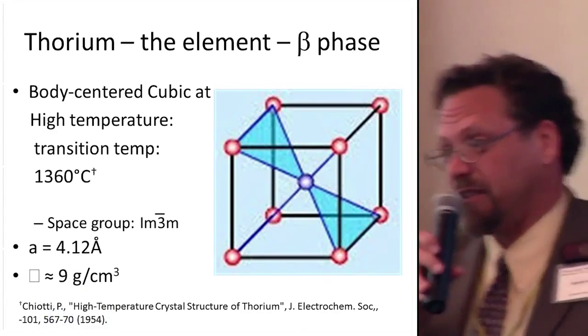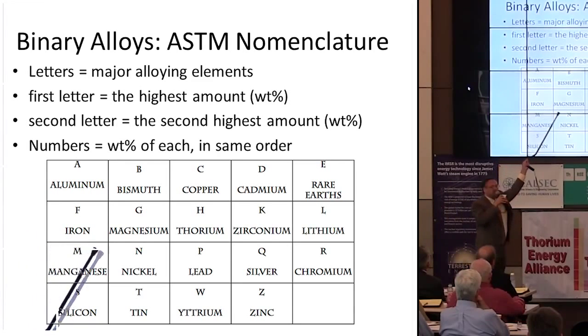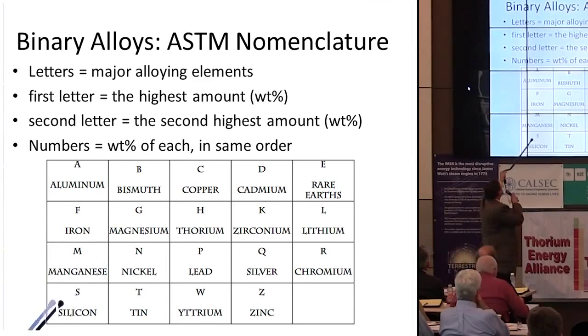Note the date, 1954. So it turns out that there are hundreds and hundreds of alloys, binary and ternary alloys and intermetallics that had been created during these fabulous research decades. Unbelievable, okay? This is the ASTM nomenclature that was developed.